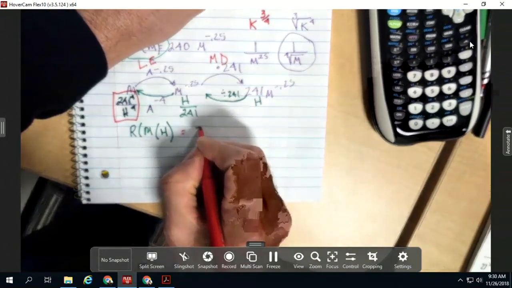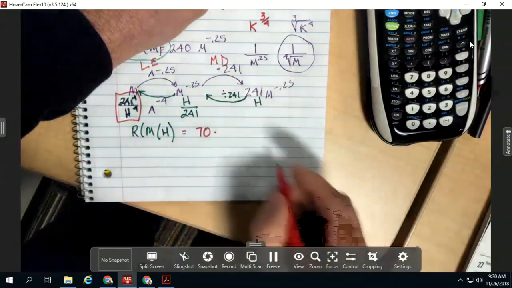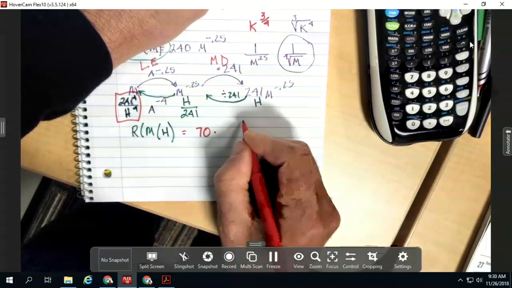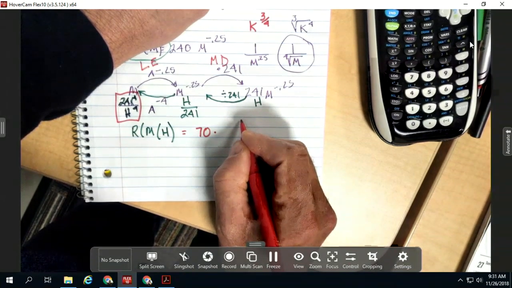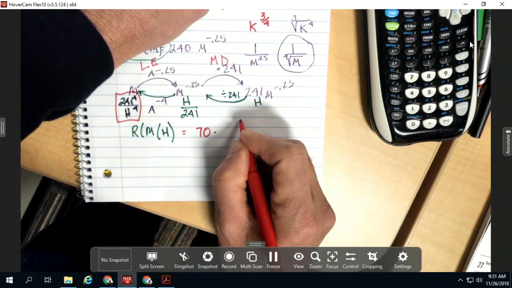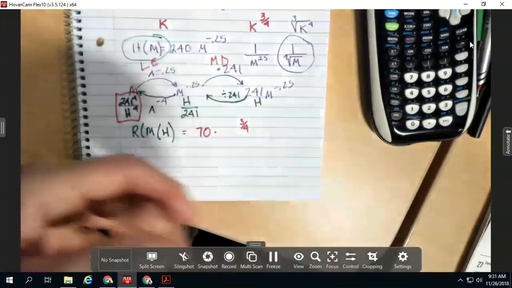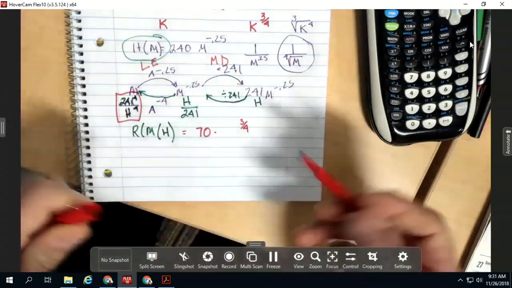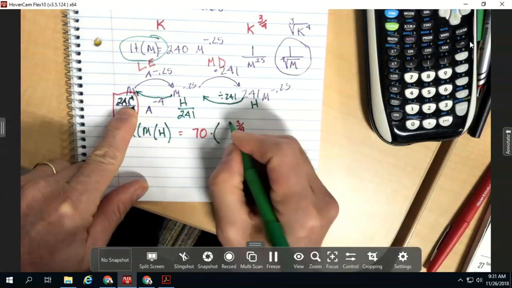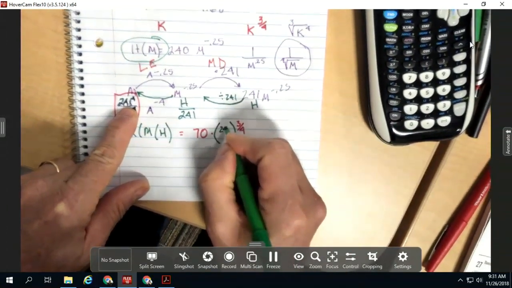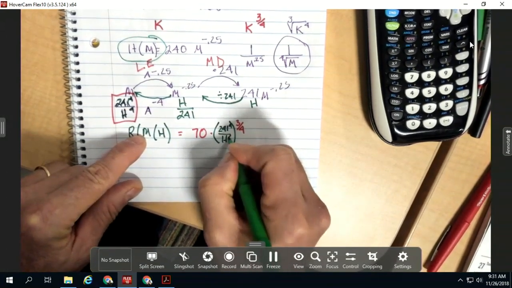Kleiber's law said 70, right, times something to the what power? Three-fourths, right? Kleiber's law. Something to the 3/4. What is that something? And in this case, this is M. 241 to the 4th over H to the 4th.